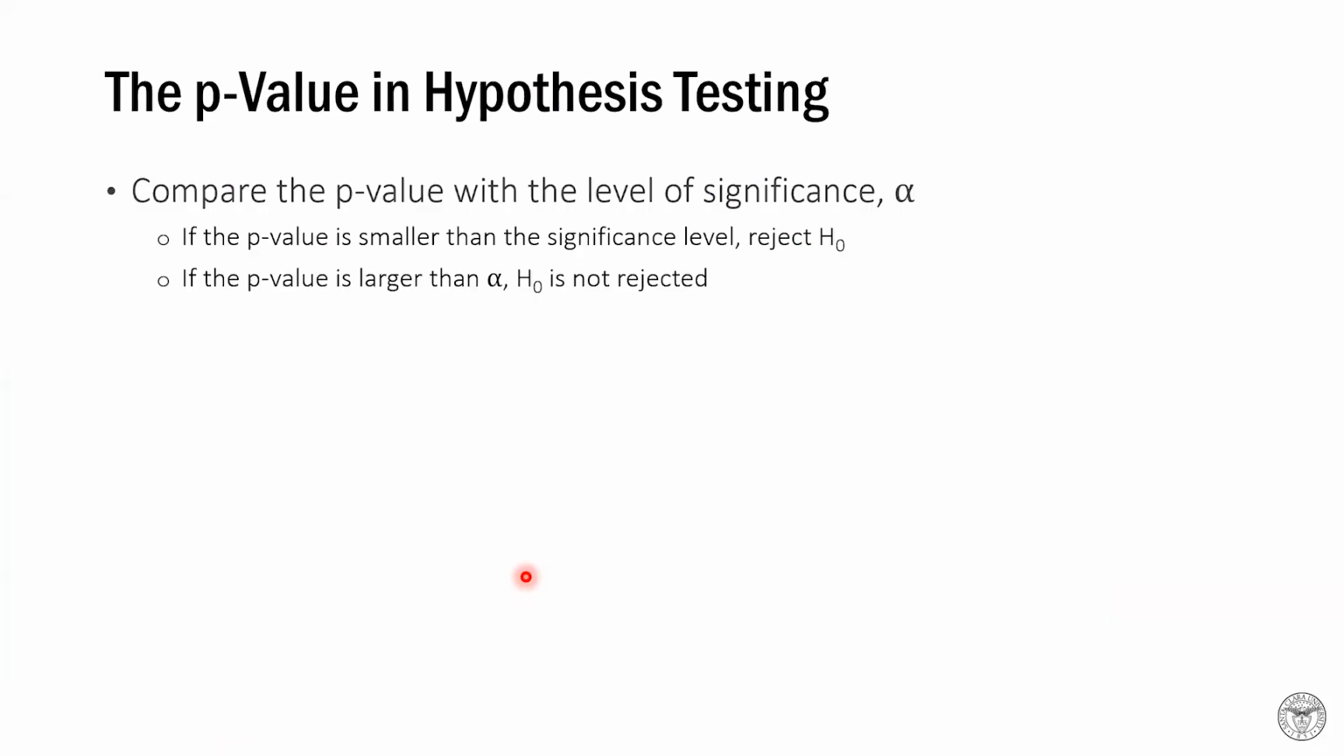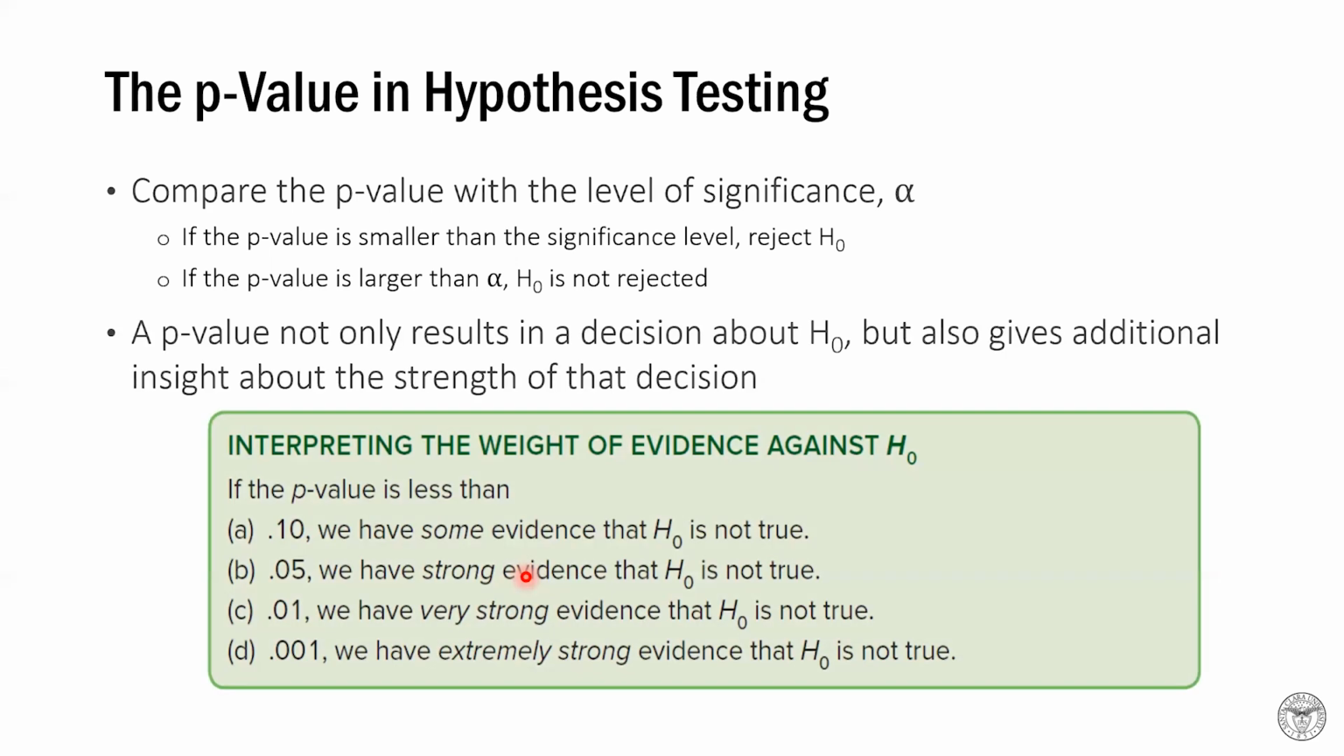Based on the above reasoning, we can also use p-value to conduct the hypothesis testing. If the p-value is smaller than the significance level, we reject the null hypothesis H sub 0. Otherwise, if the p-value is larger than alpha, H sub 0 is not rejected. In fact, a p-value can not only result in a decision about the null hypothesis, but also demonstrate the strength of the decision itself.